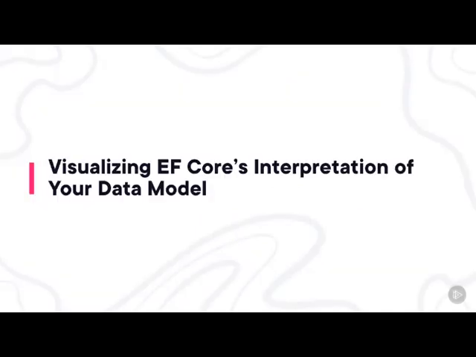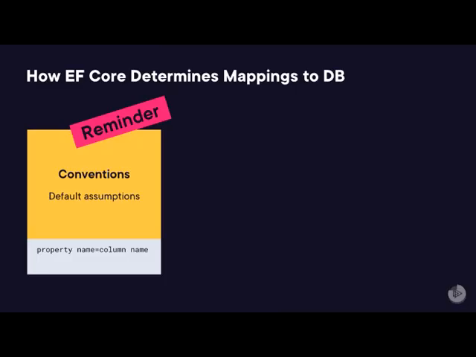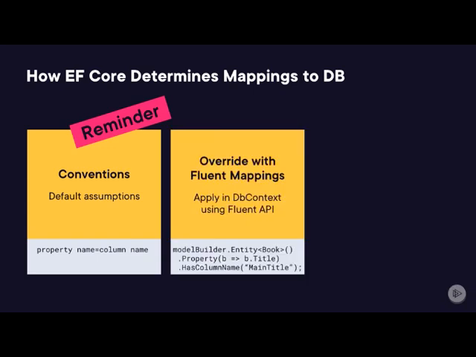Before digging into the one-to-many relationships, I want to share with you a really important tool that will let us see how EF Core is interpreting the data model and these relationships. Remember that EF Core has a set of conventions that it uses to determine how to translate your entity classes into database schema. But those conventions don't always align with our intention, and we can use a rich set of mapping APIs to override those conventions when needed.